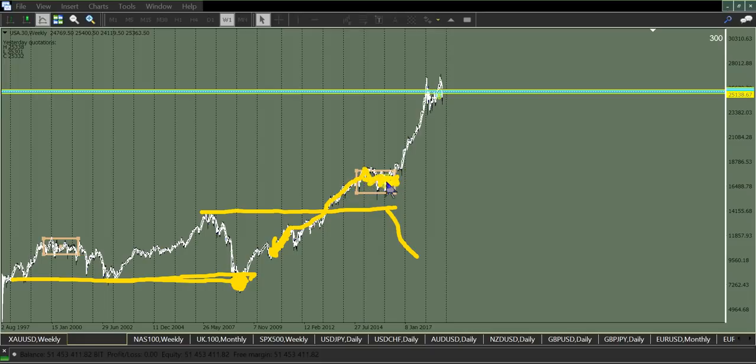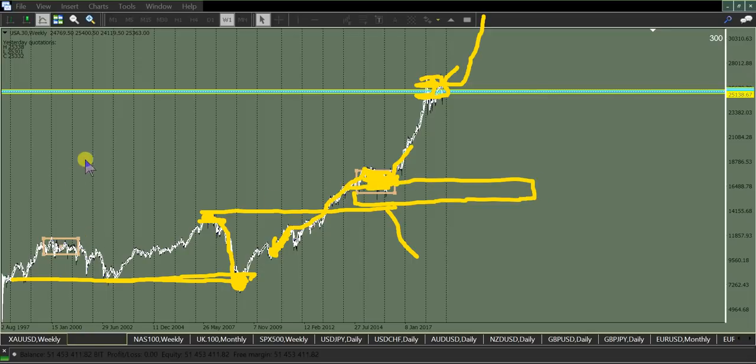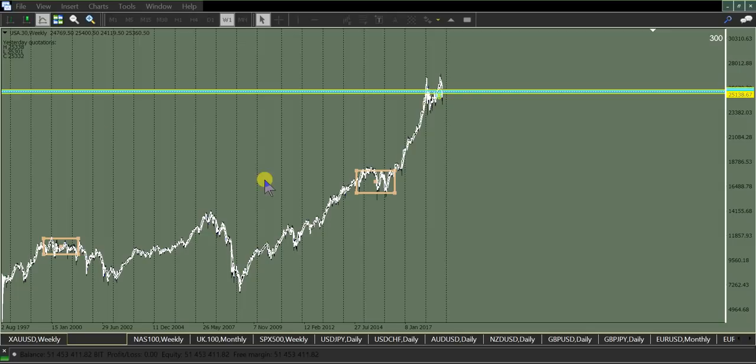Flags out. Man, it's flagging now. Do you really think this is going to be a flag for another move up? I think it's more likely it's going to be this. And if it cuts down like that, it means it's probably going to come back beneath this flag at some point. We're talking way out. We're talking years from now. It's fun to speculate years from now, I guess.